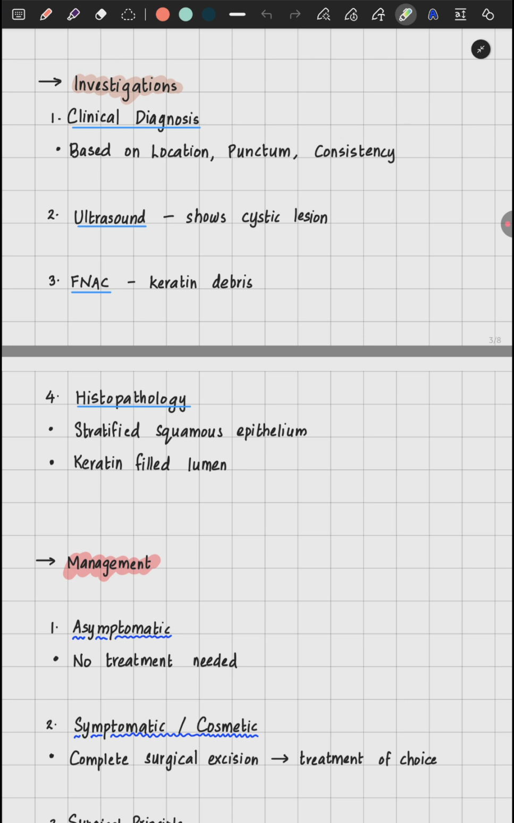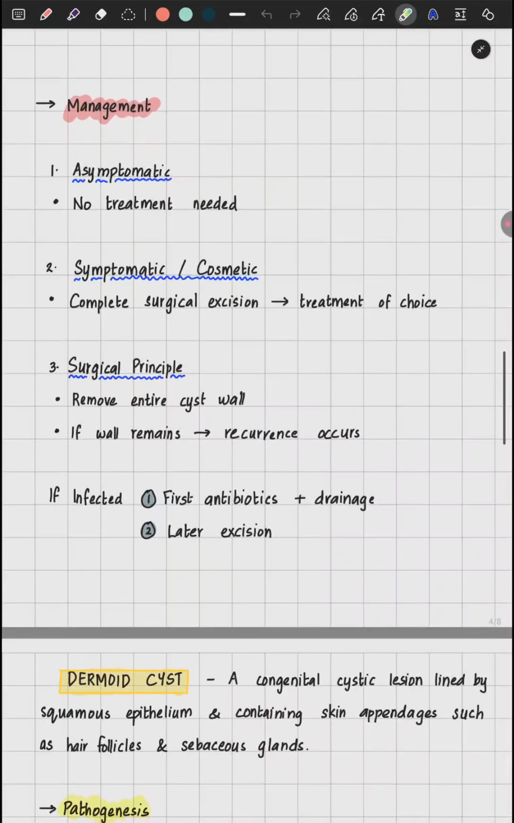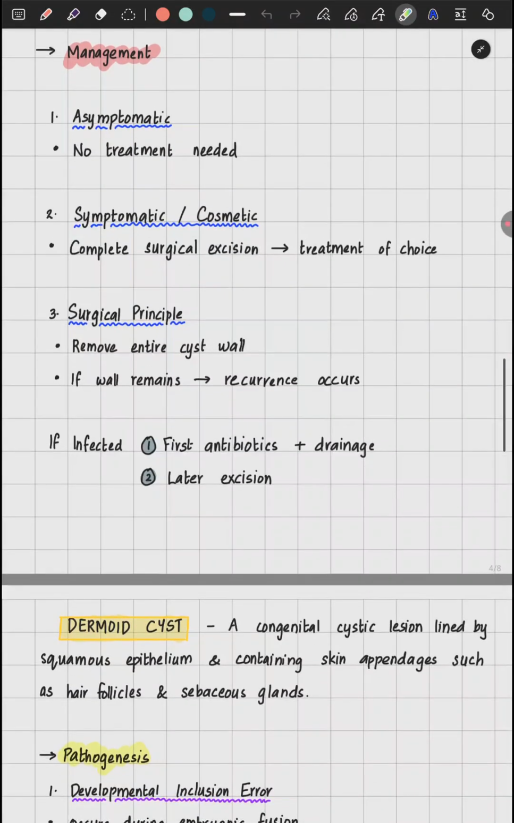Now let's move on to the dermoid cyst. A dermoid cyst is a congenital cyst that contains not only squamous epithelium but also skin appendages such as hair follicles and sebaceous glands. Because of these structures, the cyst contains hair, sebum, and keratin.